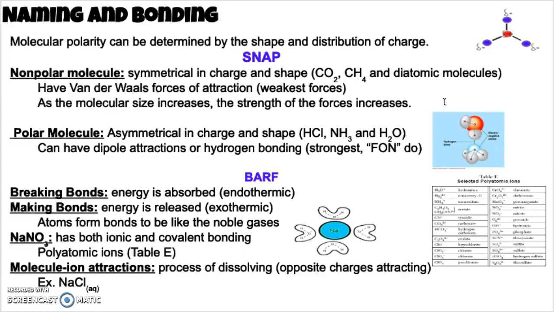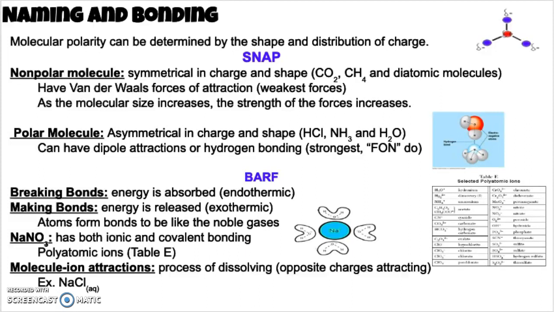Polar molecules, on the other hand, have an asymmetrical charge distribution, meaning their charge is unevenly distributed, and their shape is also uneven. In a polar molecule, the last number is an odd number, like 1 or 3. They can have dipole attractions or hydrogen bonding. Remember, hydrogen bonding is a very strong intermolecular force, and it only occurs between hydrogen and fluorine, oxygen, or nitrogen, because remember, FON-dues and the others don't.